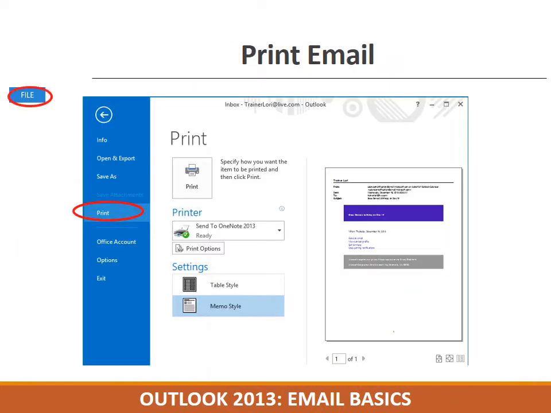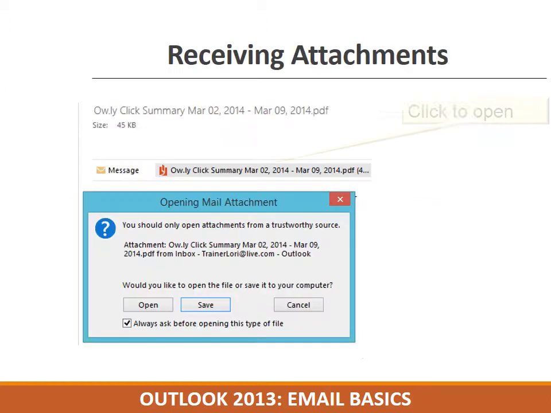And if you want to print your email, you have to go to File, Print. And then you can choose the style, this is memo style, and also you can choose if you really want to print all the pages or maybe just the first page.